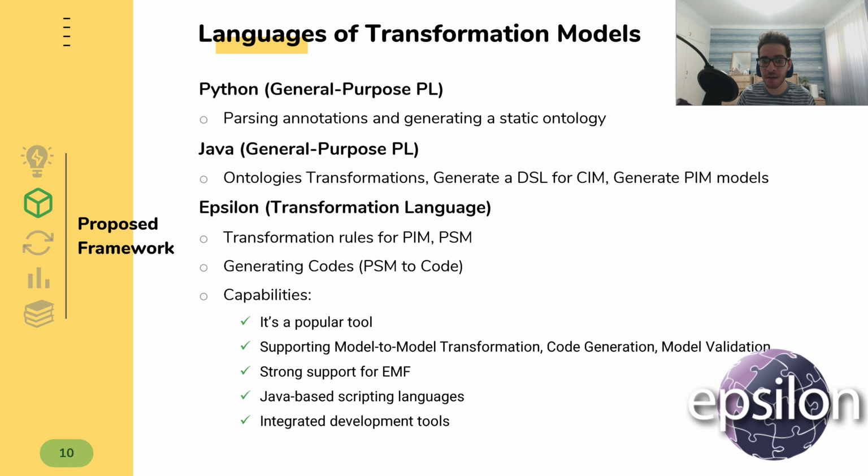Eclipse Epsilon is a popular tool. It supports model to model transformation. It has strong support for EMF, and it is a Java-based scripting language. And it is very useful because we use Java for abstraction models, and we use Eclipse Epsilon.